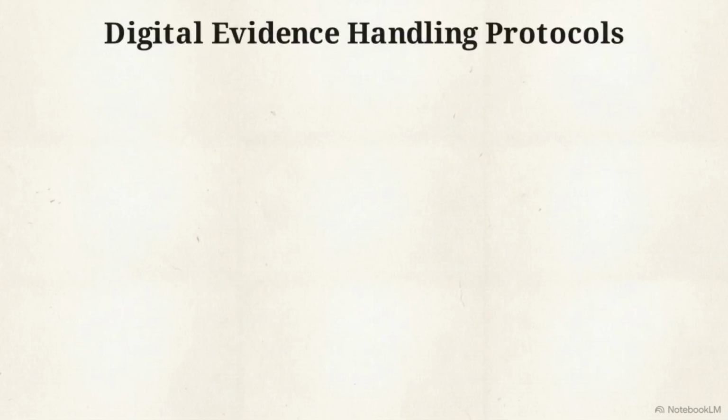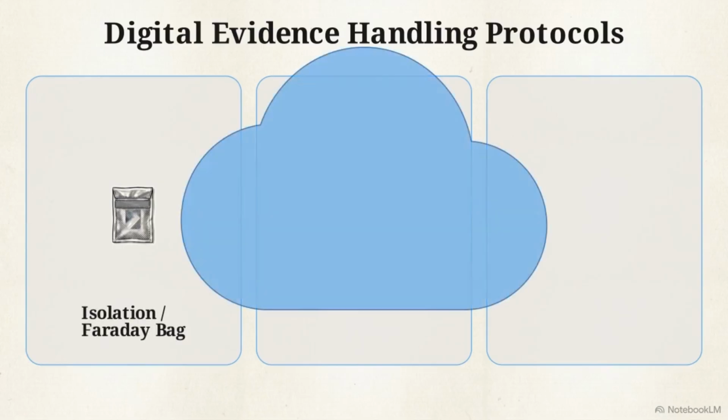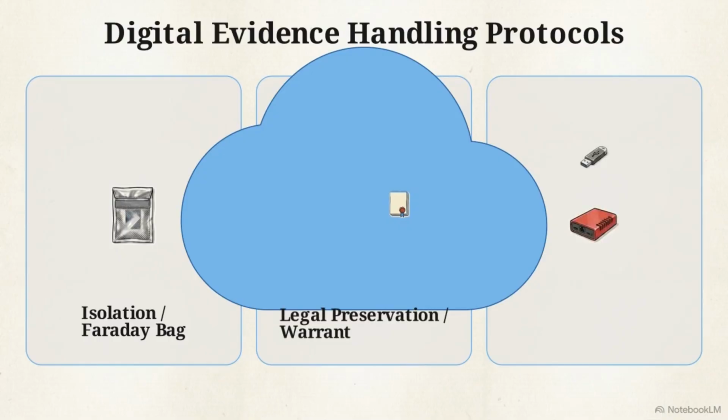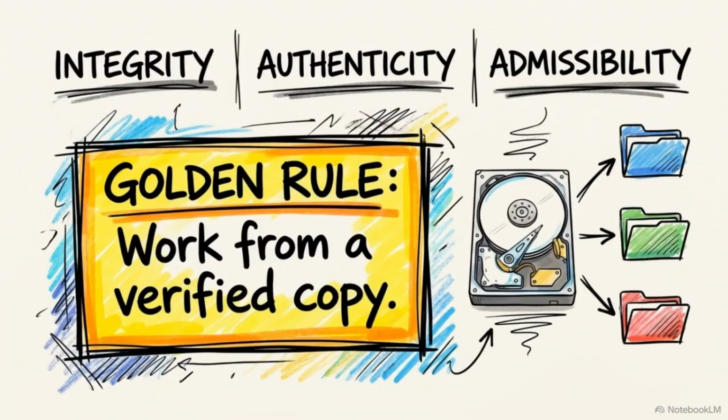Different types of media require specific handling protocols. This diagram outlines three common edge cases. For a smartphone, instant isolation in a Faraday bag is mandatory. For a cloud network, you rely entirely on legal preservation letters served to the provider. And for a USB drive, a hardware write blocker must be attached before the acquisition software is ever launched. Regardless of the media type, the overarching rule remains constant. You acquire the original device exactly once, you verify its hashes, and you solely analyze copies of the copy.